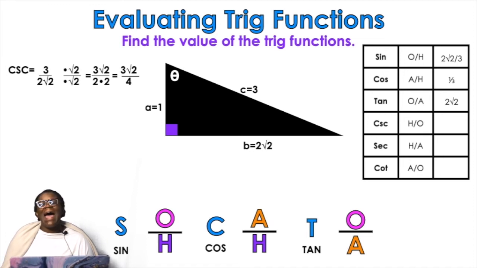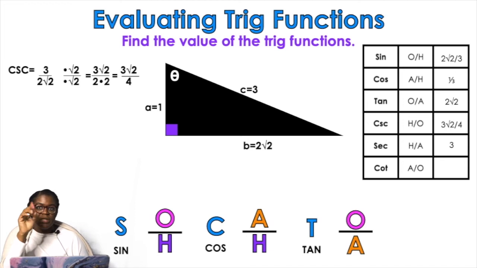Okay, for my secant, we're going to flip over our cosine. Right? So that's going to give me 3 because it was 1 over 3. So 3 over 1 is just 3.